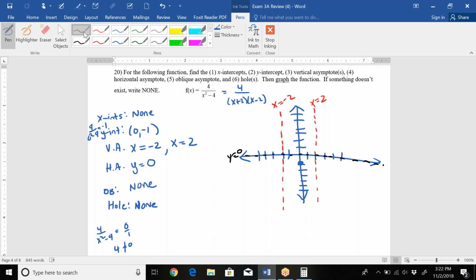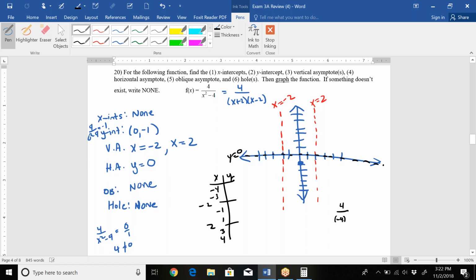But we're going to actually plot some points to get some other information. So we're going to plot at least 2 points in between each of our vertical asymptotes because we don't have any x-intercepts. So negative 2 and 2 are my vertical asymptotes. Maybe I'll do negative 3 and negative 4. Negative 1 and 1 because I already know that 0 is here, and we'll do maybe 3 and 4. Okay, so go back to your original.